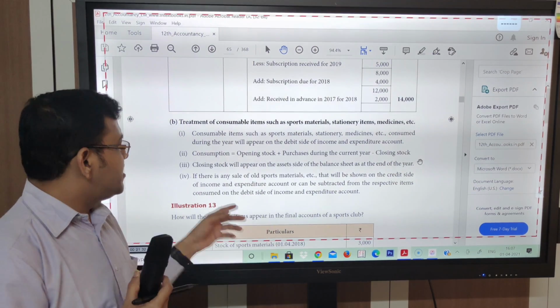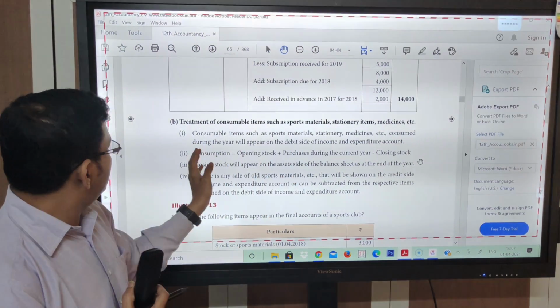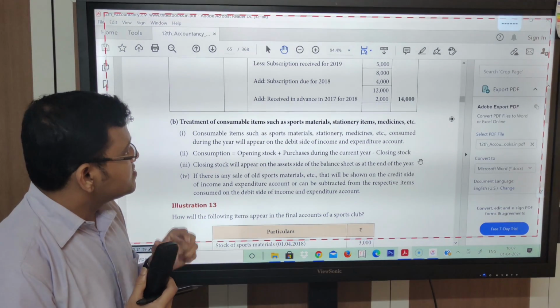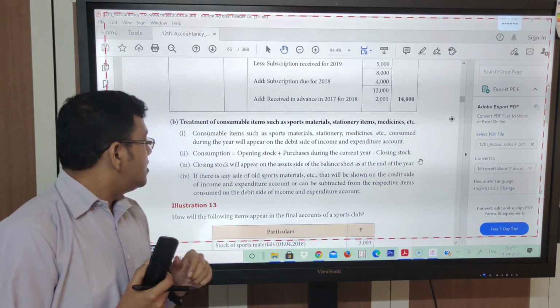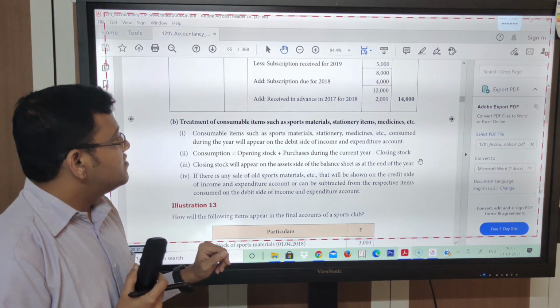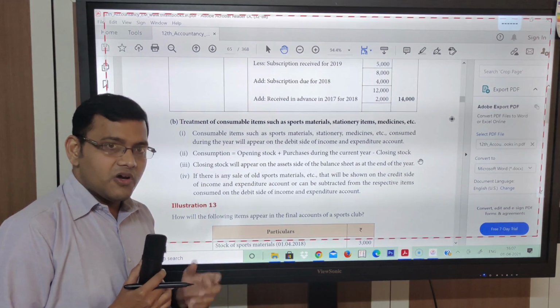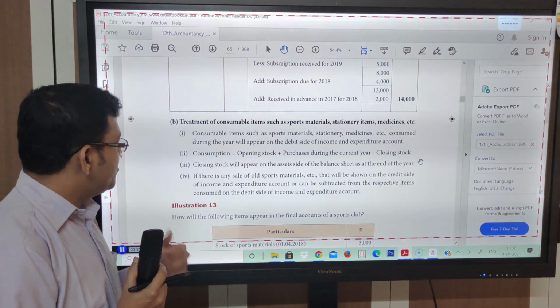Now how are we going to treat these? The question over here is, how are we going to treat the consumable items such as the sports material, stationery and medicines? If you see, the consumable items will appear on the debit side of the income and expenditure account because they are all going to be spent. They are going to be consumed.